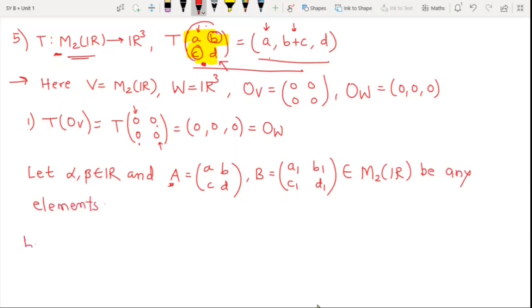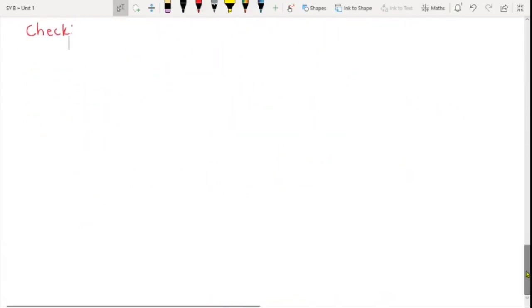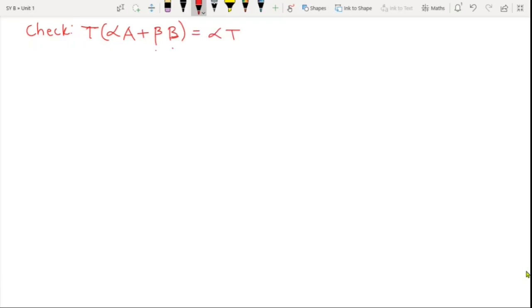Okay, now we'll go for our LHS. Not LHS, what we have to check? We have to check this T of alpha A plus beta B. Now remember, I am not taking U over here, I am taking A and B. So alpha A plus beta B, now don't get confused between beta and B, is equal to alpha times T of A plus this beta times T of B. So let us do the calculations for LHS first.